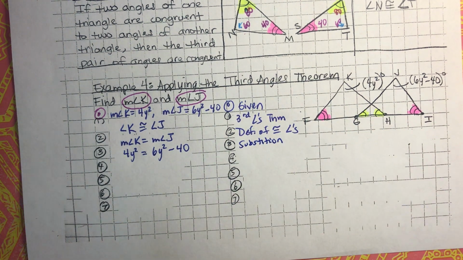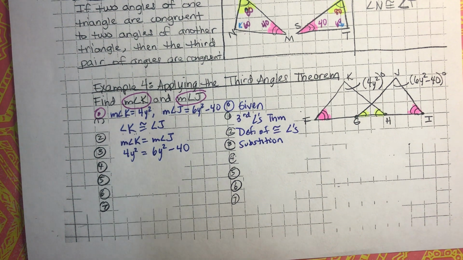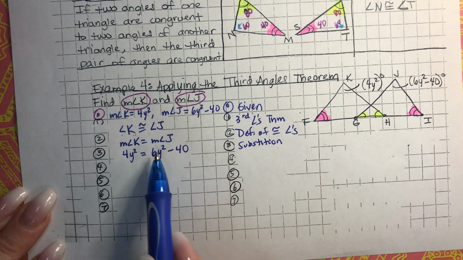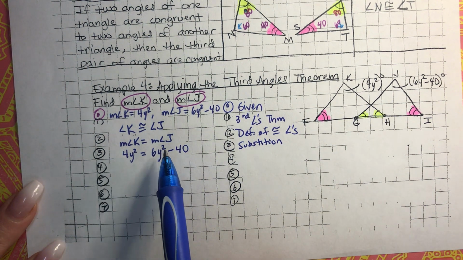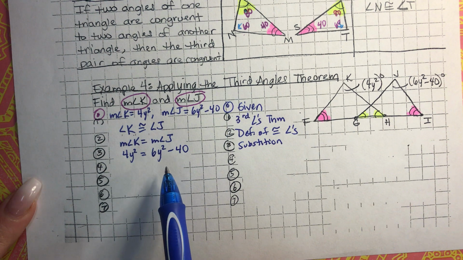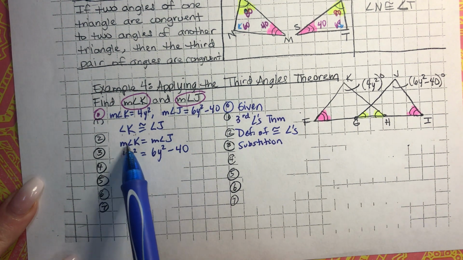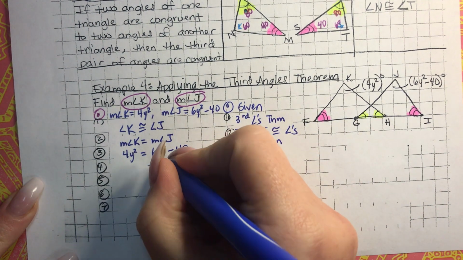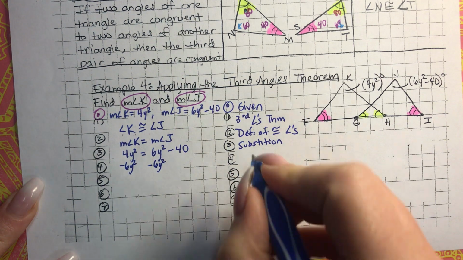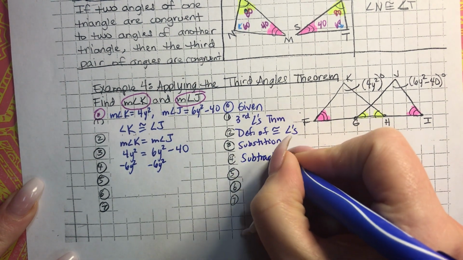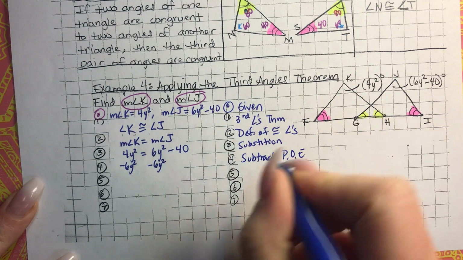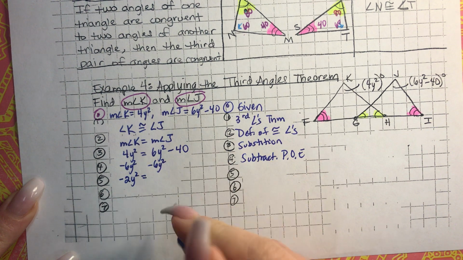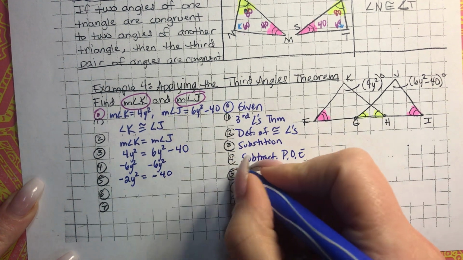And then we just need to figure out what y is. So I'm going to get the y's on the same side. I think usually I move the smaller one, right? But since this one is over here by itself, I'm going to move the 6y squared over. So subtract 6y squared from both sides. Subtraction property of equality. We end up with negative 2y squared equals negative 40.